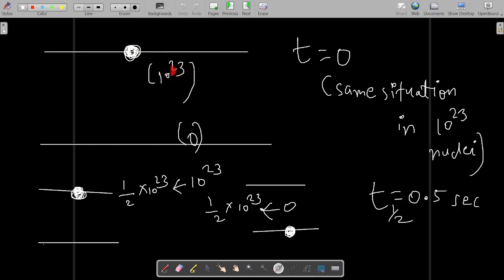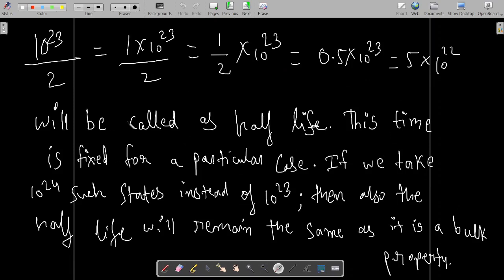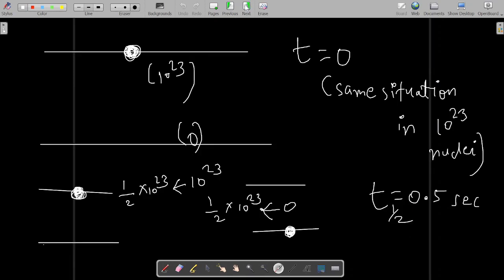Instead of 10 to the power 23, we take 10 to the power 24 nucleons, suppose. Then what will happen? Will the half life change in that case? No, the half life will not change in that case. So if we take 10 to the power 24 such cases instead of 10 to the power 23, then also the half life will remain the same, as it is a bulk property.